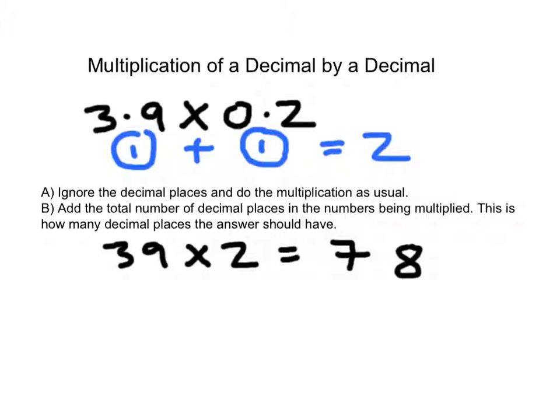So in this case, to give it 2 decimal places, I need to put a decimal point just here, and then I haven't quite left enough room, but I squeeze in a little 0. So the overall answer is going to be 0.78, like that.